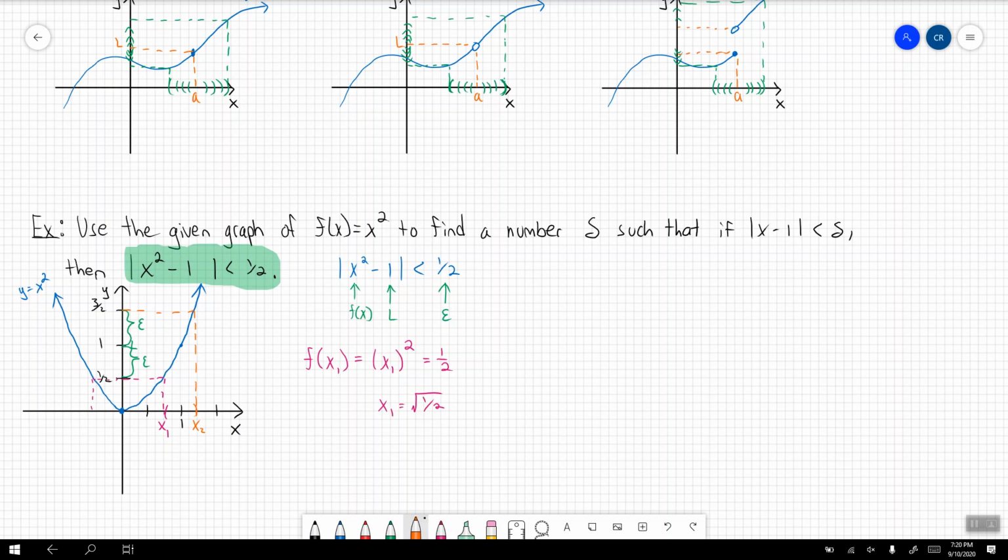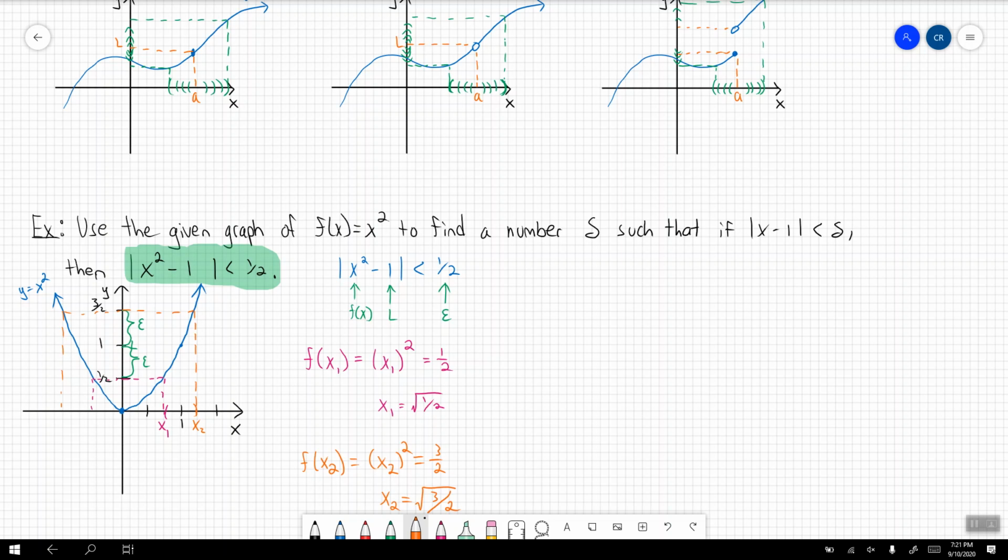Secondly, we also want to look at f of x sub 2. We're going to make sure we substitute that into our function. The output for f of x sub 2 is going to be 3/2. Again, focusing only on the positive x value, because we're able to have two values, we get that x sub 2 is equal to the square root of 3/2.